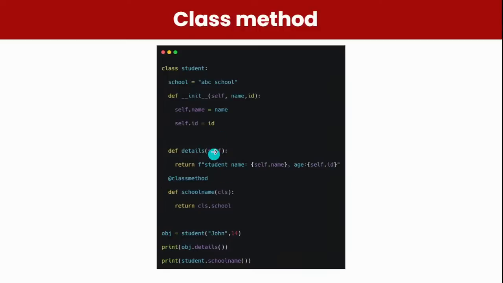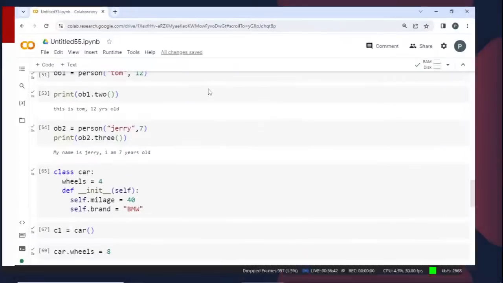See here, if you don't pass self, what will happen? You will be getting an error, right? So you can call at, which is a decorator, and you can pass class method. So this is a decorator to create it. You have to give it before your function, and instead of passing self, you can pass CLS. So that is a class. I'll show you.